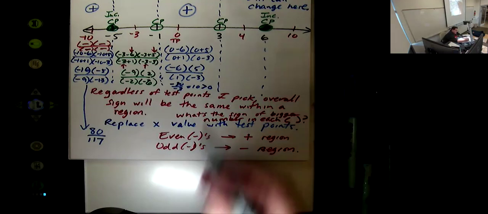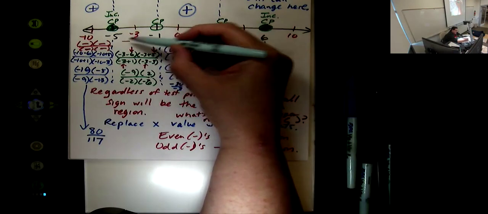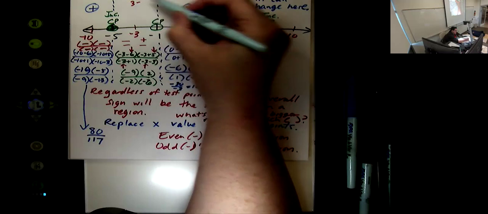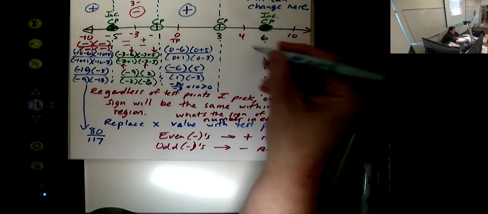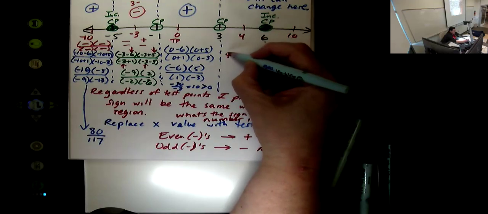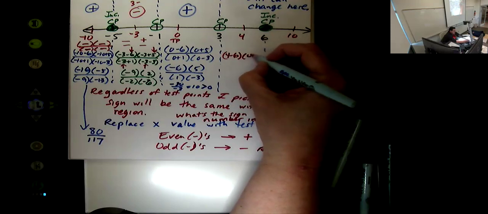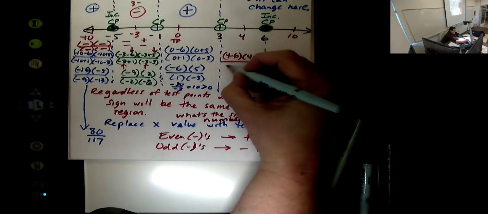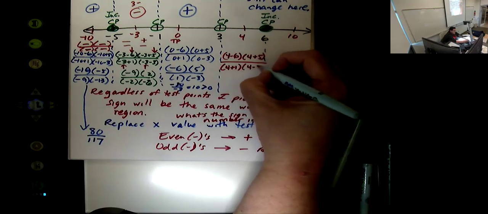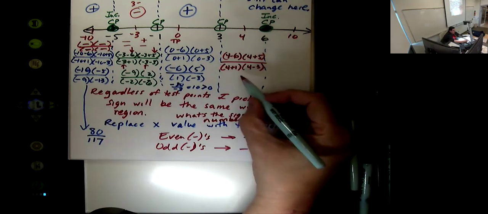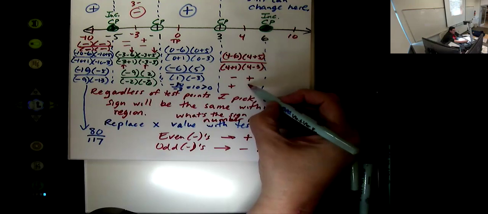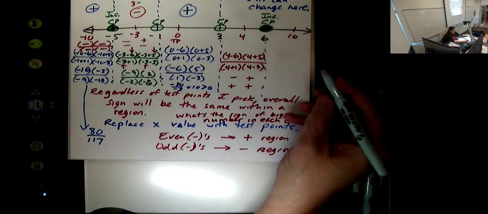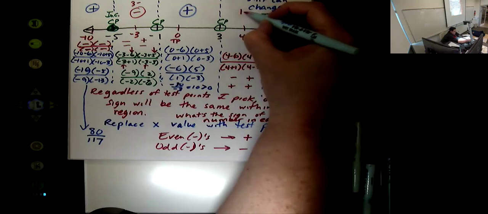So I've got a negative, a positive, a negative, a negative. I've got 3 negatives, so the overall region is negative. I'll do the same here, and I'm just going to track the sign of the bigger number in each region. I've got a negative, a positive, a positive, a positive. I've got 1 negative, so this region is negative.